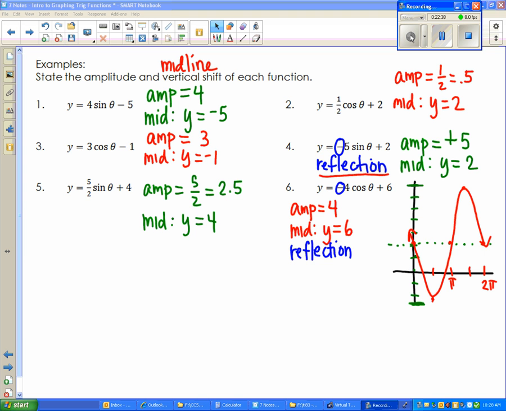Okay, please check your answers. And notice again in number 6, the amplitude, or the a value in this case, is a negative 4, but the amplitude itself is still a positive 4. Your midline is going to occur at y equals 6, and that negative in front just tells you that the graph needs to be reflected. So instead of starting at the top and ending at the top, your cosine is going to start at the bottom and end at the bottom.